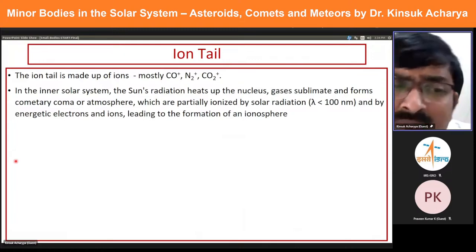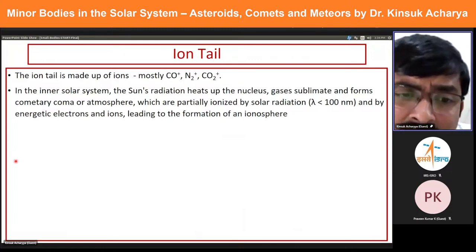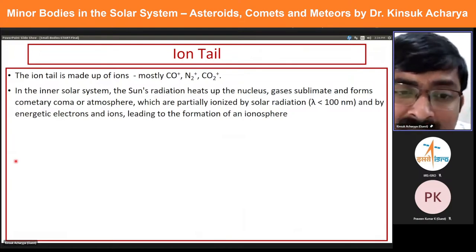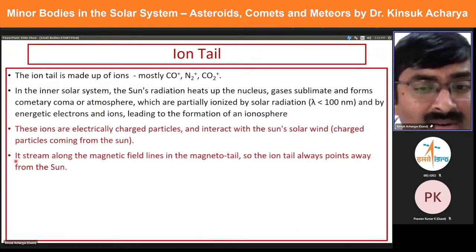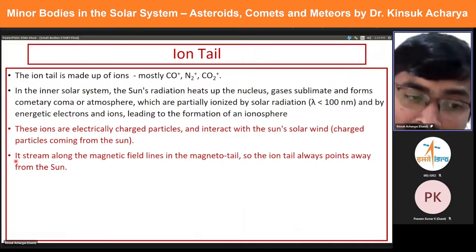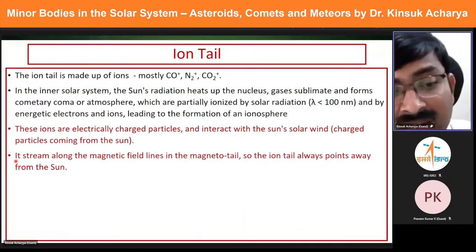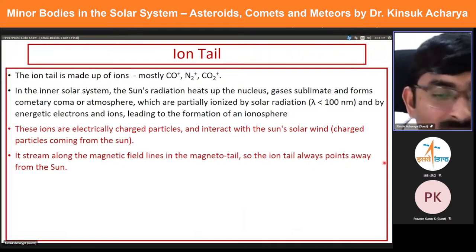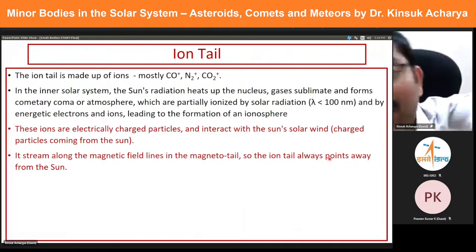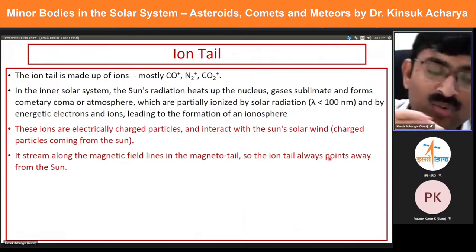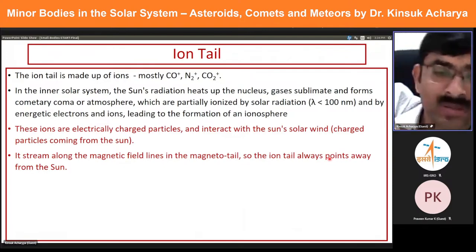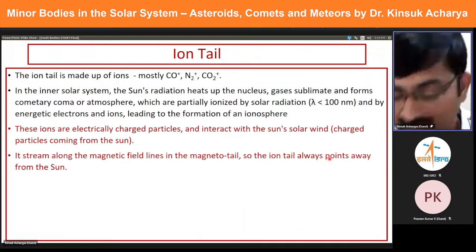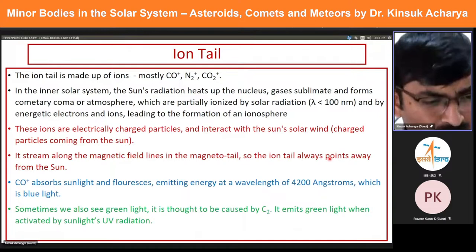And as you can understand, since these are ions, they will interact with the charged particles coming out from the sun. Not only that, they will also interact with the magnetic field, and therefore these ions will always point away from the sun. We get the ion tail because it aligns with this magnetic field. So that is how we get the ion tail.